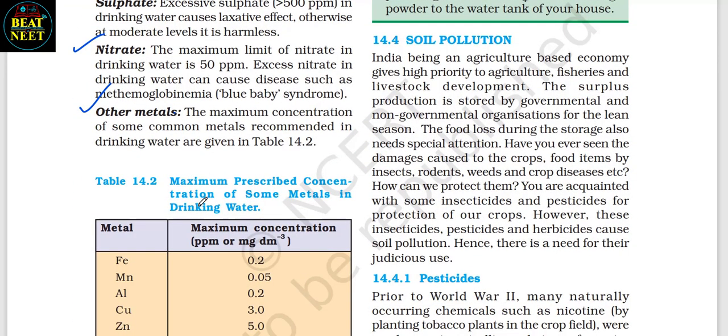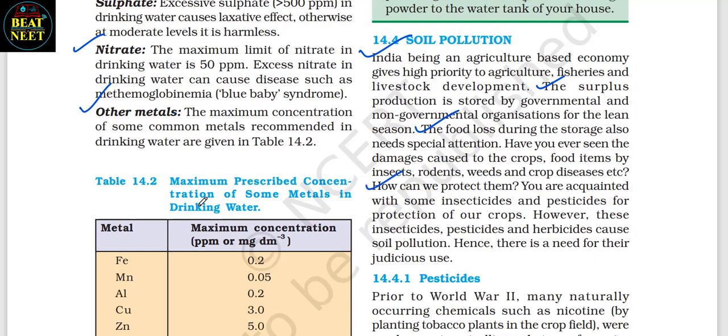14.4 Soil pollution. India, being an agriculture-based economy, gives high priority to agriculture, fisheries, and livestock development. The surplus production is stored by governmental and non-governmental organizations for the lean season. The food loss during the storage also needs special attention. Have you ever seen the damage caused to the crops and food items by insects, rodents, weeds, and crop diseases, etc.? How can we protect them?